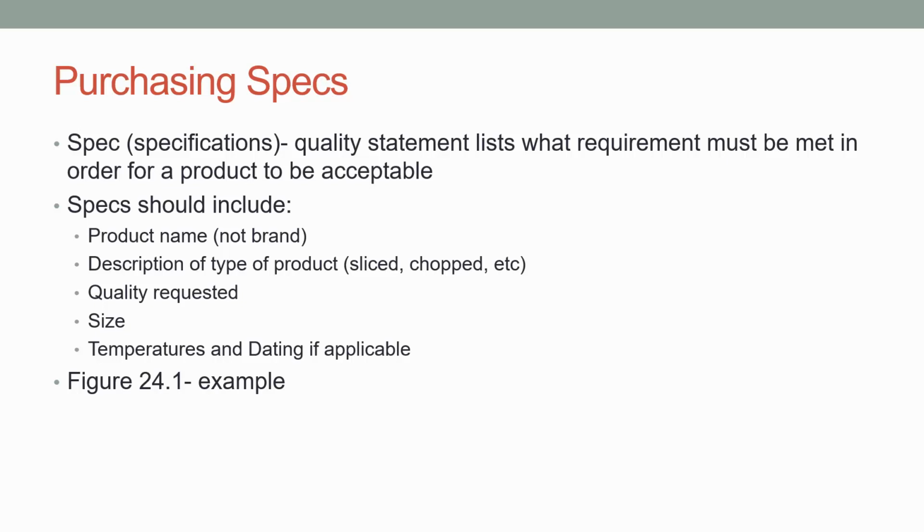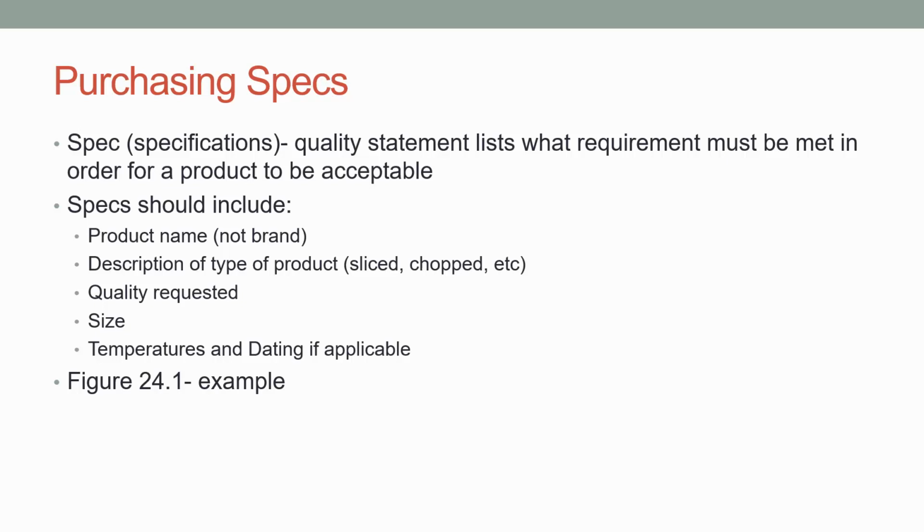But if we really put Kleenex, maybe we don't necessarily need Kleenexes. We really just want some kind of facial tissue. So put that down so you get an accurate bid on what you're really looking for. Again, a description of what you're looking for. Do you want sliced, chopped, canned, fresh, frozen? As specific as you can be.